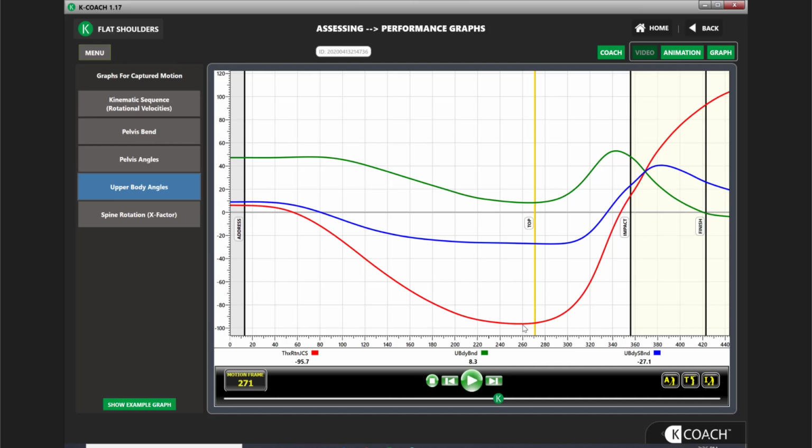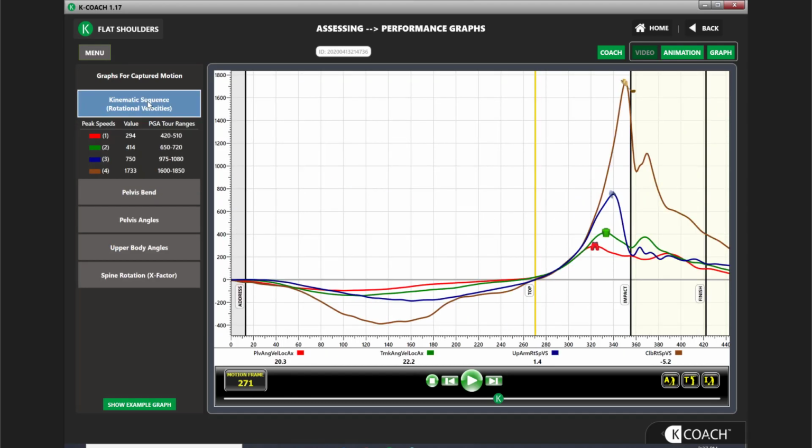That they can't take advantage of because they're in an unleveraged position at that point in time in their swing. So that's just something to be aware of. The other thing that you want to pay attention to is the kinematic sequence, of course. With the kinematic sequence, it's really speaking to the athleticism and how that player is able to transfer energy from the ground through their body and out into the club.